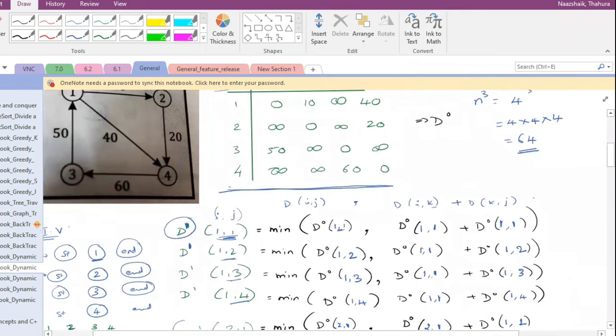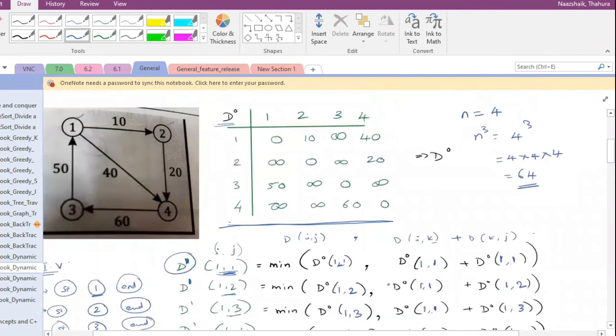So let's solve this. What we are trying to find out is, first of all, wherever there is infinity, where we know that there is no direct edge, like for example, 1 to 3. 1 to 3, there is no direct edge. But can I go, like for example, here, I can go to 4 and then 4 to 3. So there is an alternate path, right? So let's see if this algorithm can find that out. So instead of infinity, I should get some other number here. That's the intention of this algorithm. So let's try to solve this.